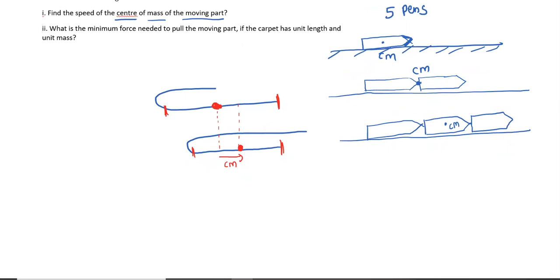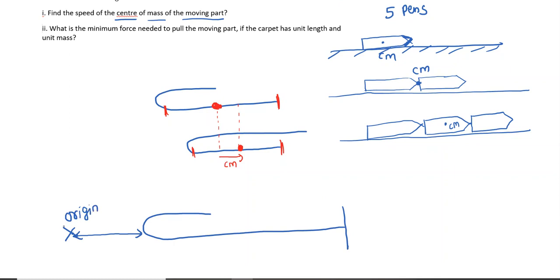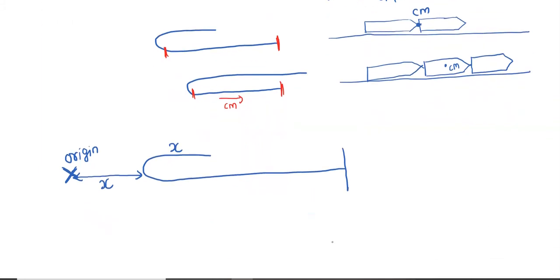The method is easy, but the idea is important. So let's take the initial situation. Let's say initially the string was here. This point I call the origin, the initial end of the string. If this distance is x, even this part will be x. Now after some time, this part is having a velocity, V, which is given in the question as 1 meter per second.